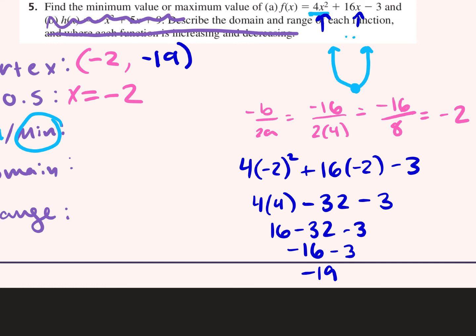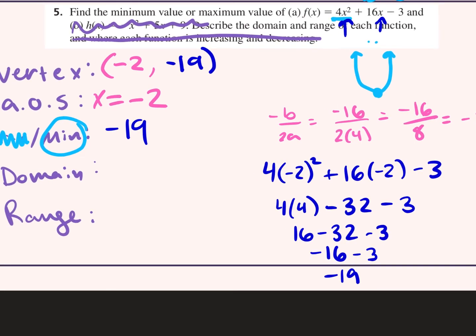So what's my minimum value? Negative 19. Yes. What's my domain? All real numbers. And then what's my range? Negative 19 to infinity. Perfect. Negative 19, because that's the smallest y value on my graph. And then my graph goes up to infinity, so negative 19 to infinity. Any other questions here? All right.